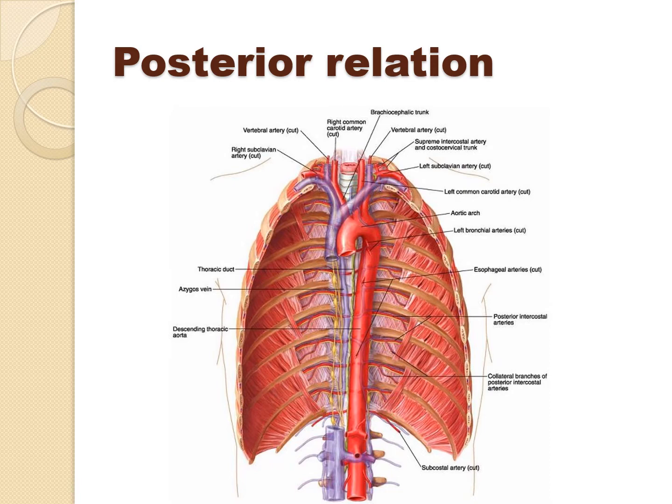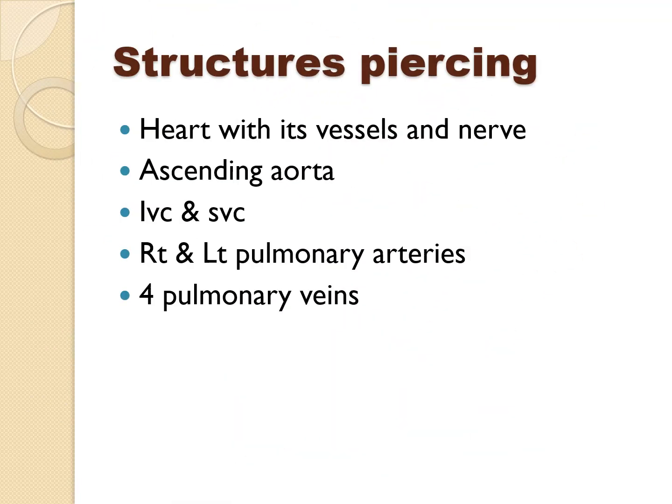Now structures piercing the fibrous pericardium. Which are the structures piercing? First there is the heart with its vessels and nerves, ascending aorta, inferior vena cava and superior vena cava, right and left pulmonary artery and 4 pulmonary veins. These are the structures piercing the fibrous pericardium. First ascending aorta, superior and inferior vena cava, right and left pulmonary artery and 4 pulmonary veins. So these are the structures piercing the pericardium.